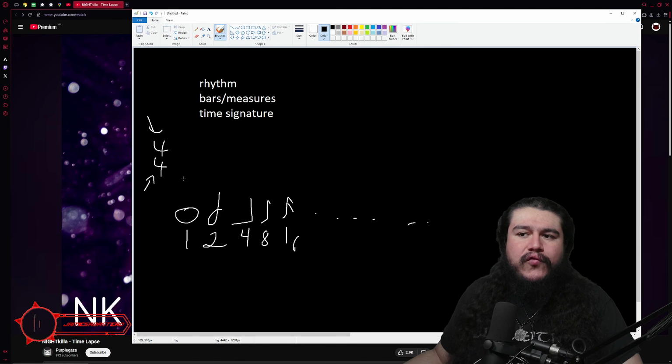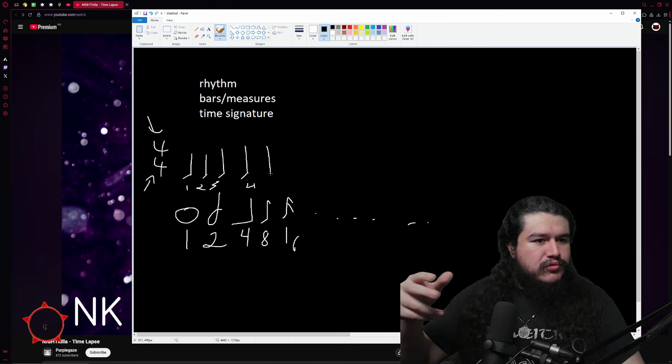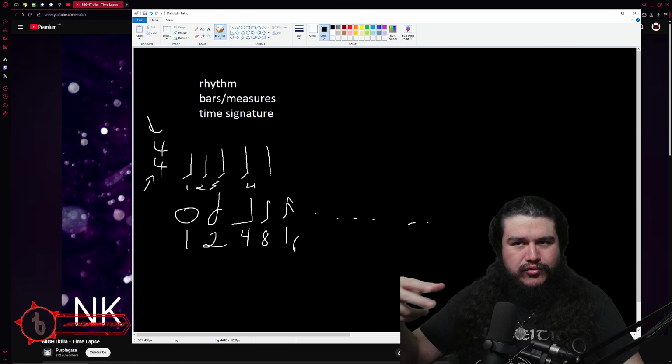So in the case of 4/4, you have 4 quarter notes in your metronome, and you're just going to count the quarter notes as your metronome. So 1, 2, 3, 4, and that's what you're going to count, right? 1, 2, 3, 4. 1, 2, 3, 4.